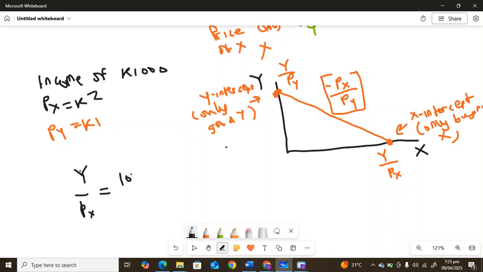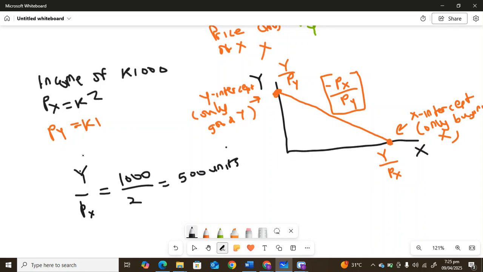Our income is 1,000. The price of good X is 2 kwacha. 1,000 divided by 2, that is 500 units. So with our budget of 1,000 kwacha, if we only buy good X, we can buy 500 units.